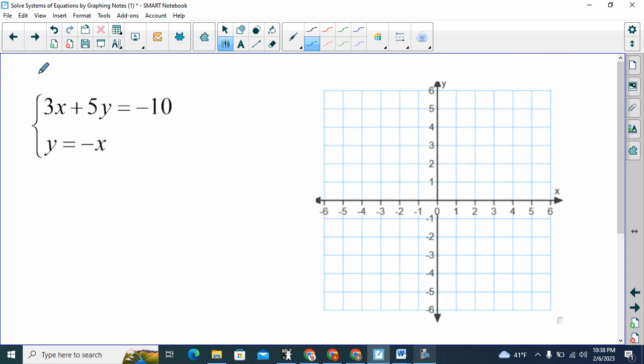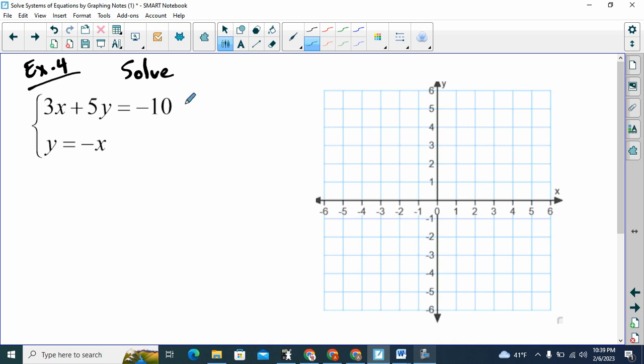Example 4 is the final one for today. Again, we are asked to solve the system of equations. We are given 3x plus 5y equals negative 10 and y equals negative x.